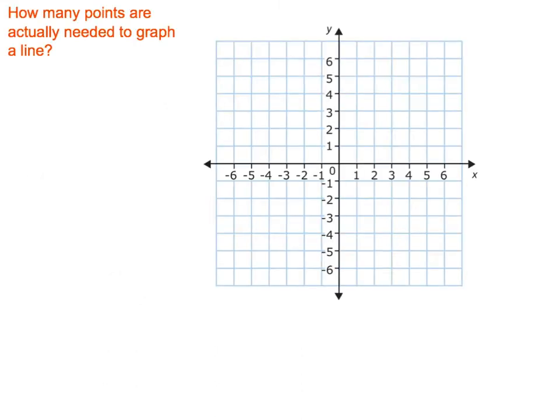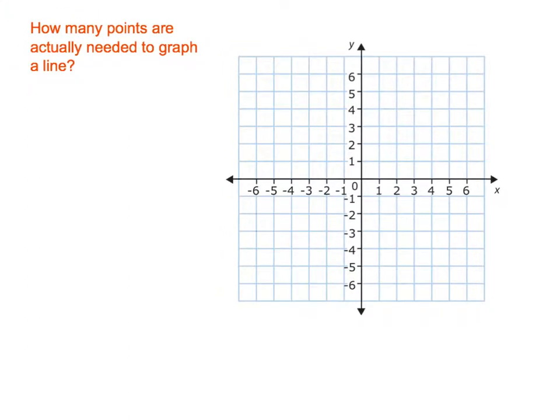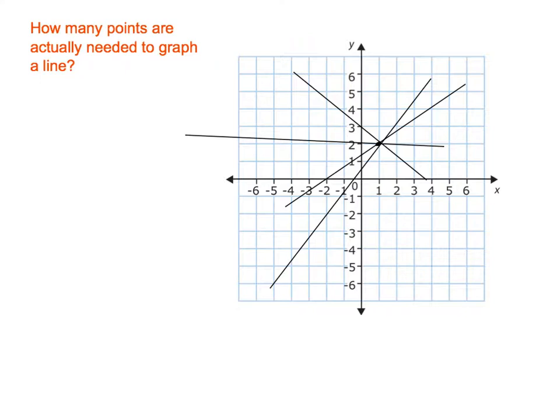So before we get into what intercepts are, let's think about something. How many points are actually needed to graph a line or graph a linear equation? Let's say I gave you that point right there, and I said, graph the line that runs through that point. Well, you could do that, but you could also do that, and you could also do that. You're getting the idea, right? How do we know what equation is going to be represented there? Well, the problem is we don't.